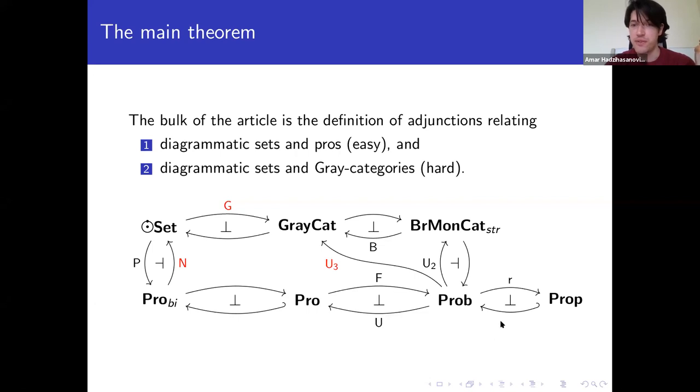And finally, we have this way of including props into the category of gray categories through this Q3 functor, which is not actually an adjoint, it's a composite of a left adjoint and a right adjoint. But it has a nice property that it's pseudomonic, which is one way of formalizing what an injective functor is. That's basically saying that if a gray category comes from a prop through U3, then it comes from a unique prop. So if something is the underlying gray category of a prop, it is so in an essentially unique way. Okay.